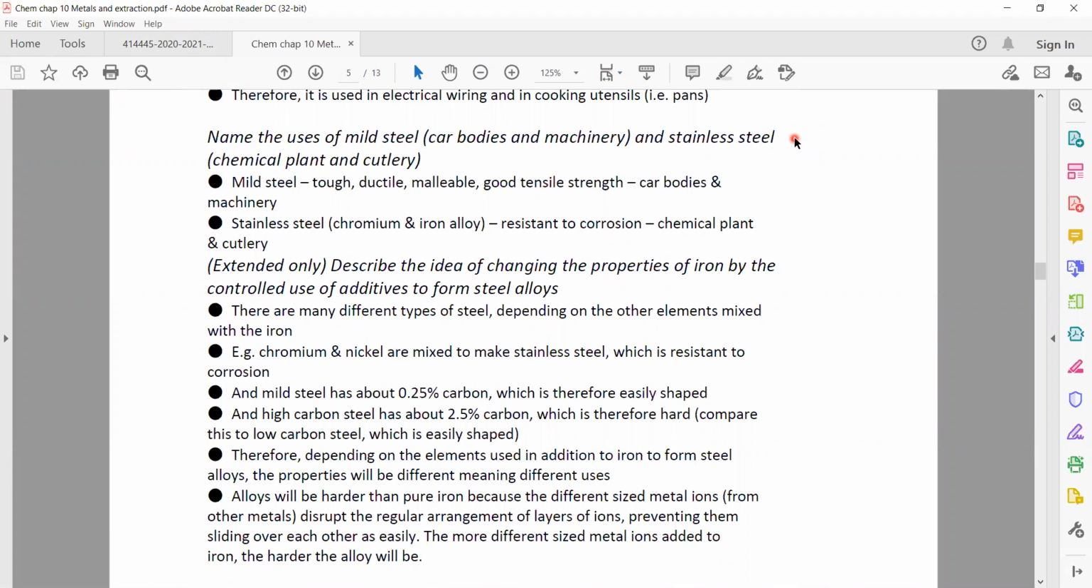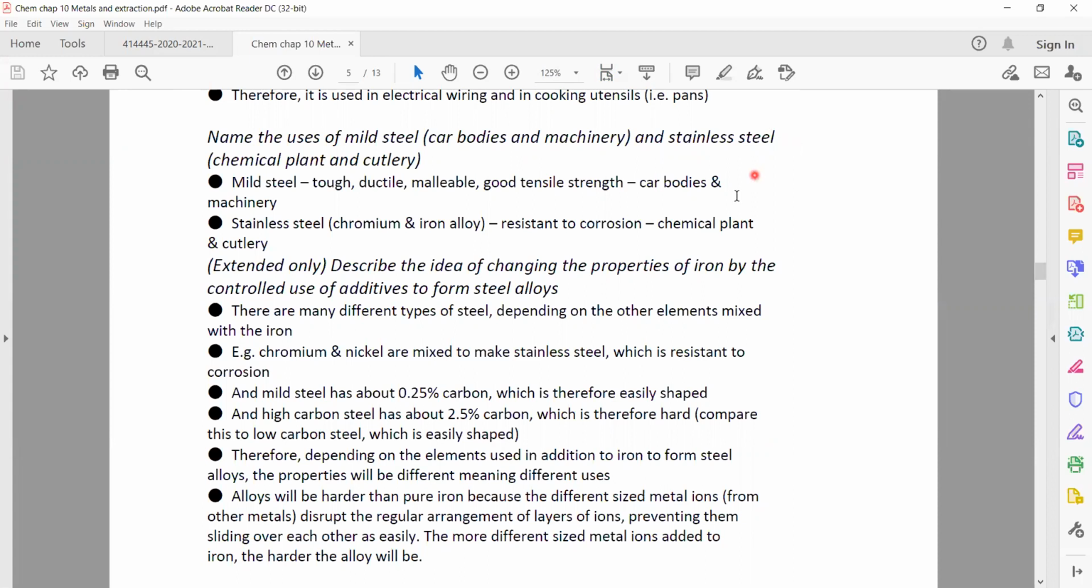Ductile means it can be hammered and stretched into wire. Malleable means it can be hammered into shape. Good tensile strength means a greater amount of force is needed to break it, and we use it for car bodies or machineries. Stainless steel, which is an alloy, contains nickel and chromium. It resists corrosion, that's why we use it in chemical plants and cutlery.